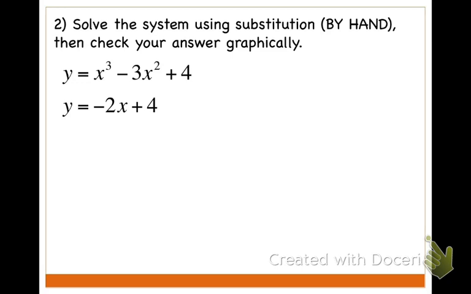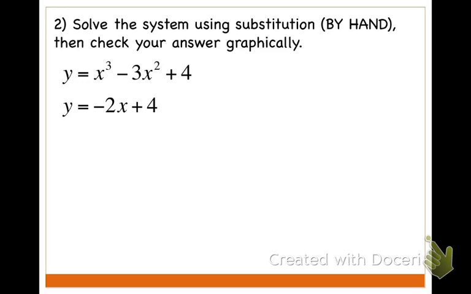I forgot which one this was. We have y is equal to x cubed minus 3x squared plus 4, and y equals negative 2x plus 4. This time we don't have two linear equations. We have a cubic function and a linear equation, which means most likely we're going to have more than one solution. Not an infinite number of solutions, but that line can now intersect that cubic function more than just the one time. Two lines can only intersect at one point, but with a cubic function, because it curves, our line could intersect it more.